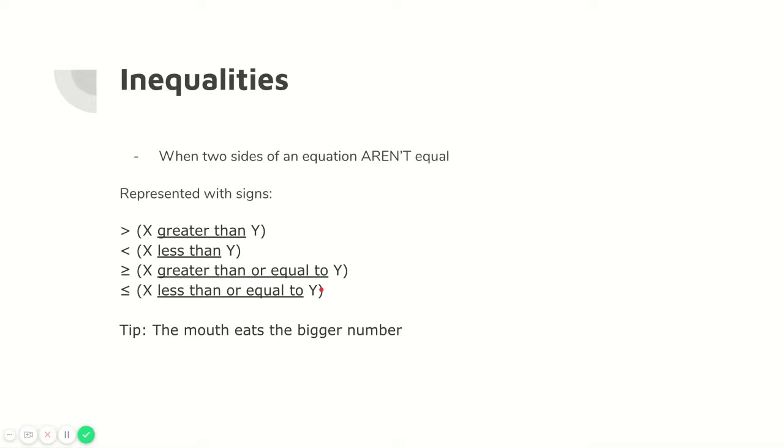An easy way of remembering which sign and when to use it is that the mouth eats the bigger number. So over here, you would put, for example, the bigger number here and the small number here.